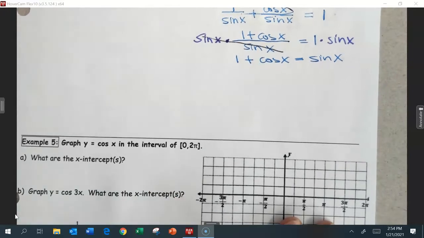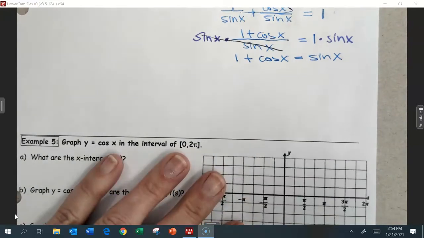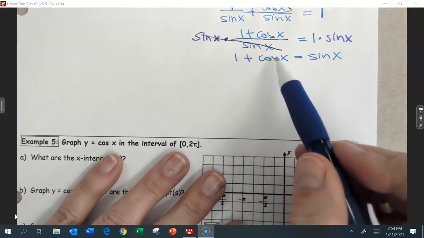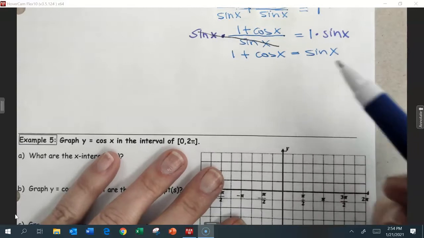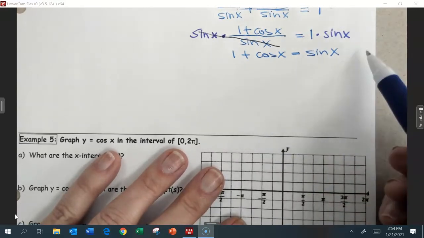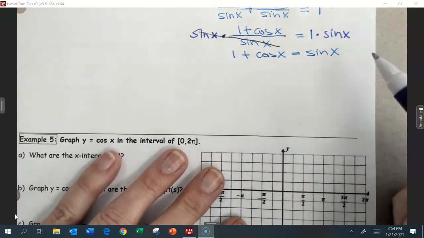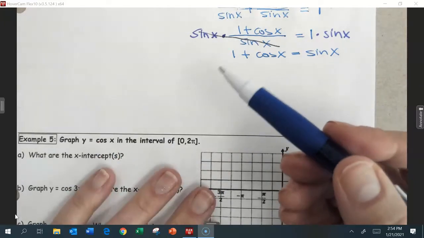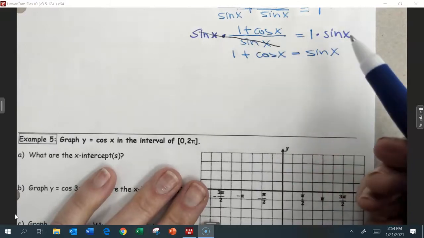Now, a mistake I saw a lot is people trying to replace this with sine squared. This is not squared, so we do not have anything right now. If I move this over, I don't have anything as far as an identity. So we used identities initially, but we've really been using algebra.